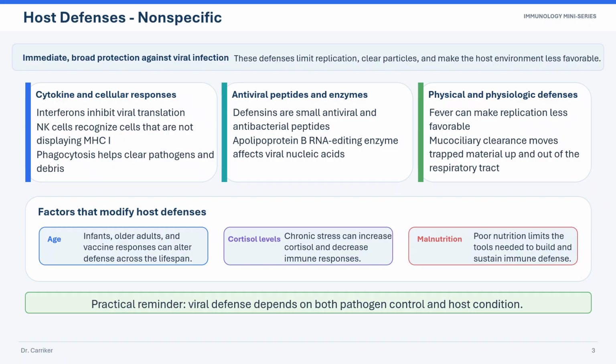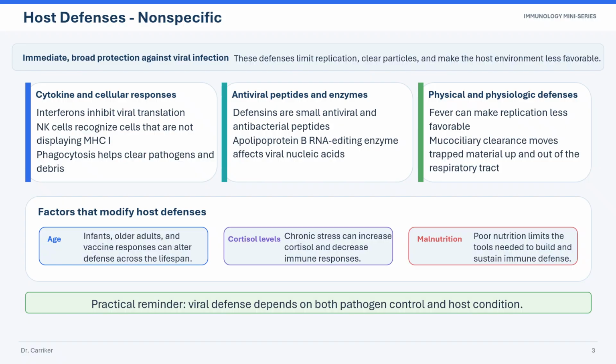Phagocytosis also contributes to nonspecific defense. Phagocytic cells help clear pathogens, infected debris, and damaged material from tissues. This does not necessarily mean they are specifically targeting one unique virus. Rather, they are helping clean up the battlefield and reduce the burden of infectious material.